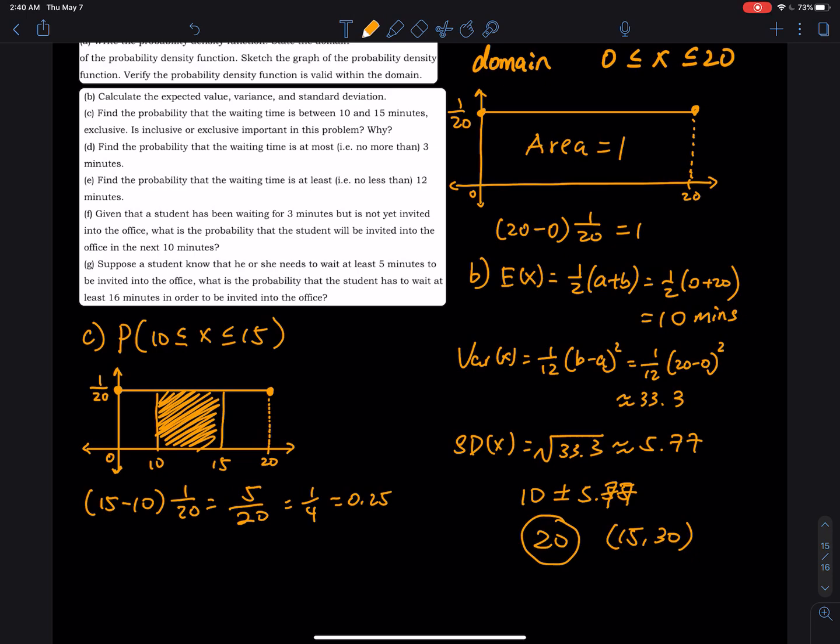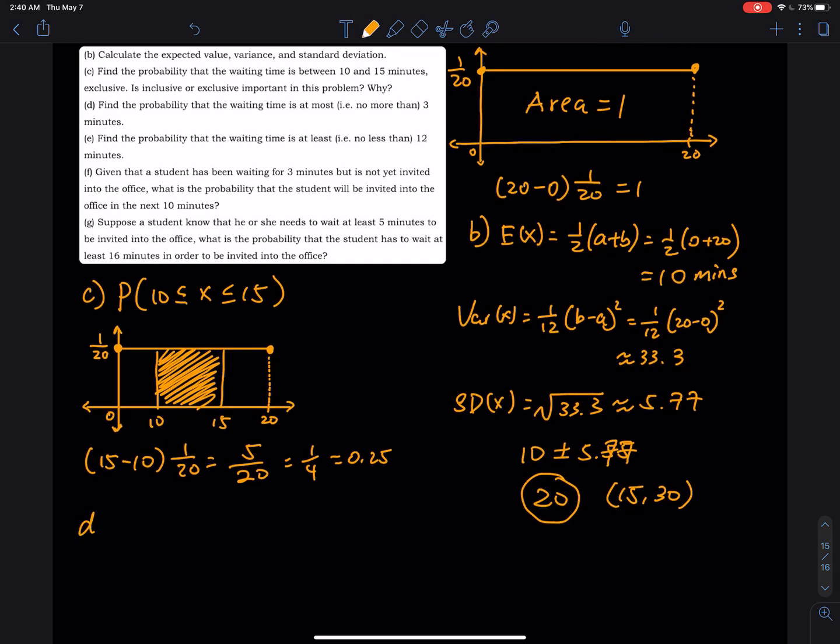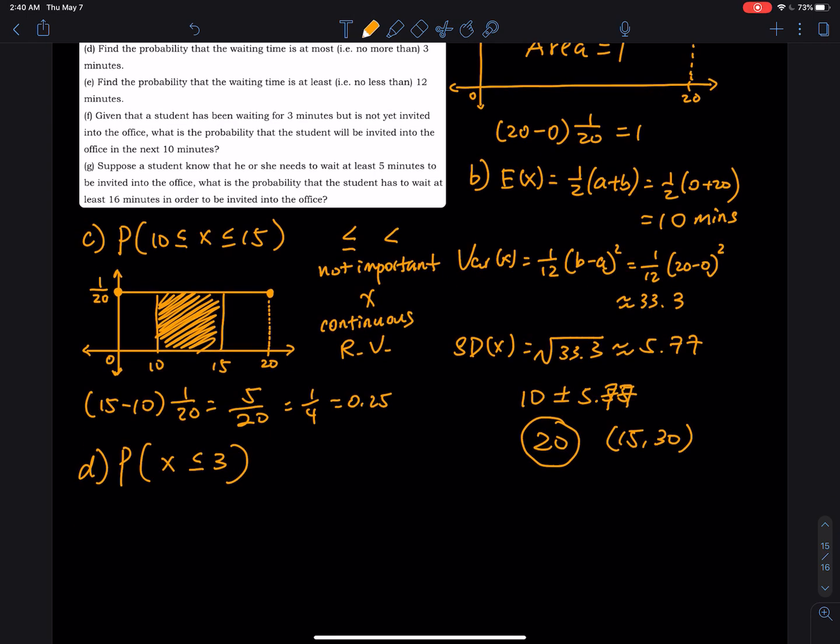Okay, so part D is at most, which means no more than 3 minutes. So for D, we have the probability that x is at most, so that is less than or equal to 3 minutes. Oh, is this important? I haven't answered that question yet. The answer is not important, because x is a continuous random variable.